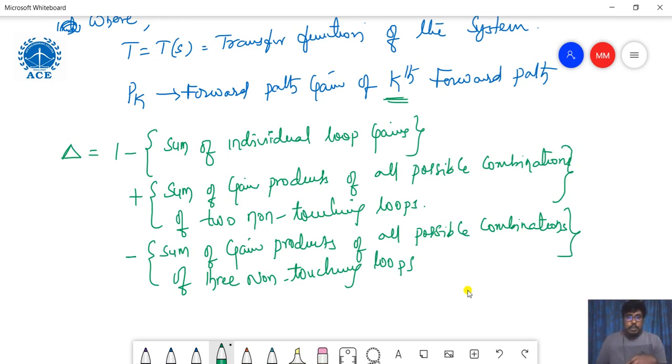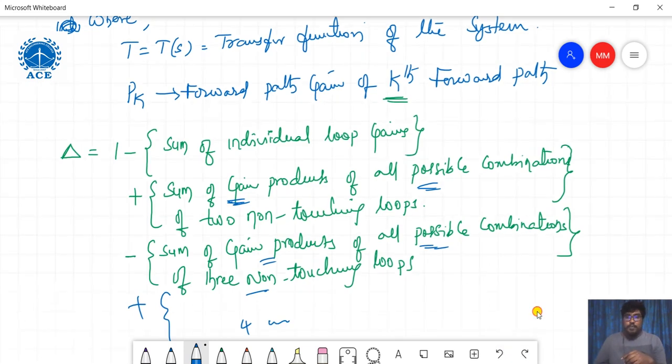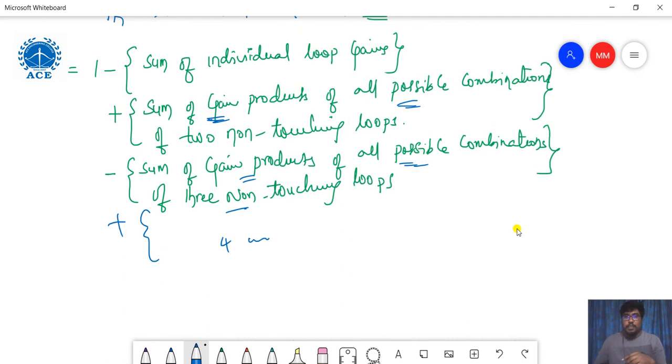Sum of gain products of all possible combinations of two non-touching loops. Then alternately negative and positive, you need to take minus the sum of gain products of all possible combinations of three non-touching loops, plus four non-touching loops, and so on. Five non-touching loops, six non-touching loops, if they exist in the given signal flow graph. So this is so on. Got my point, right? This is the delta.